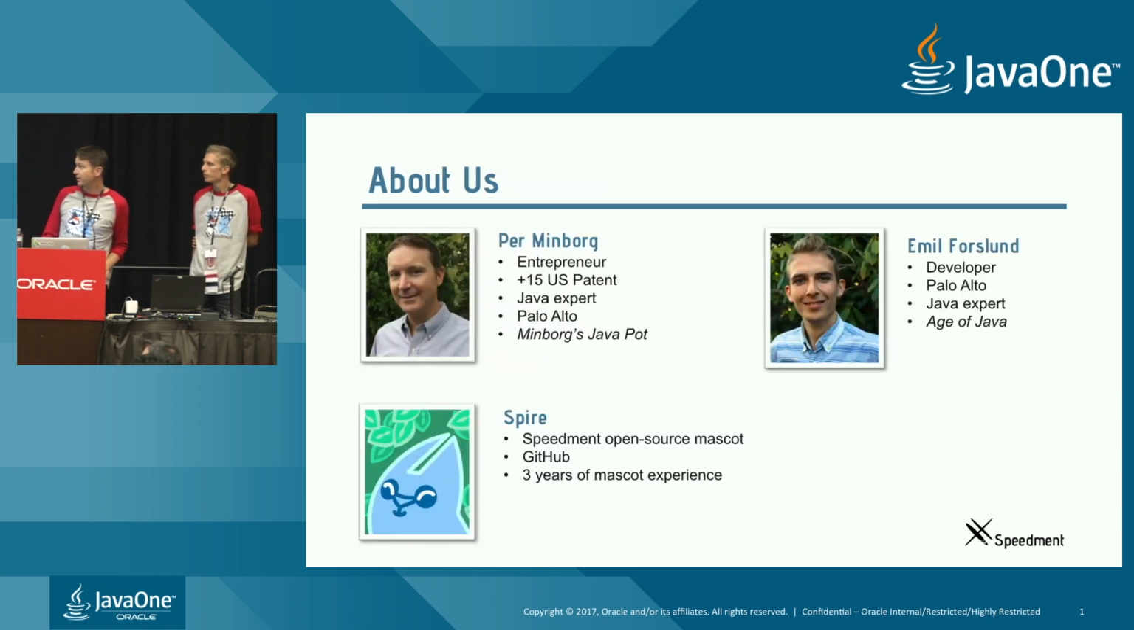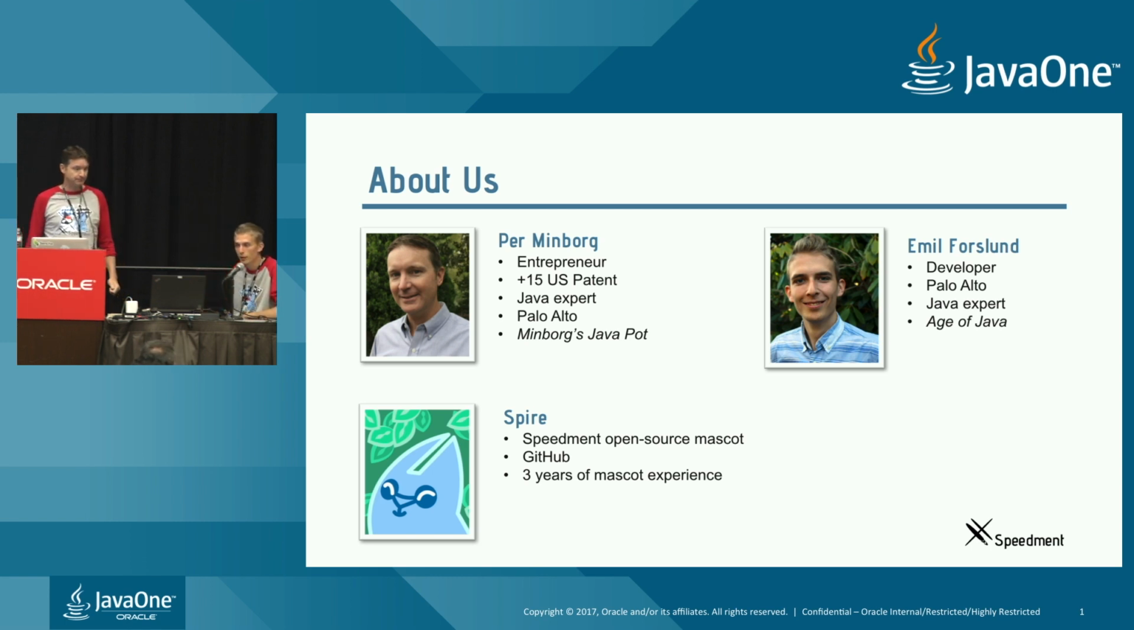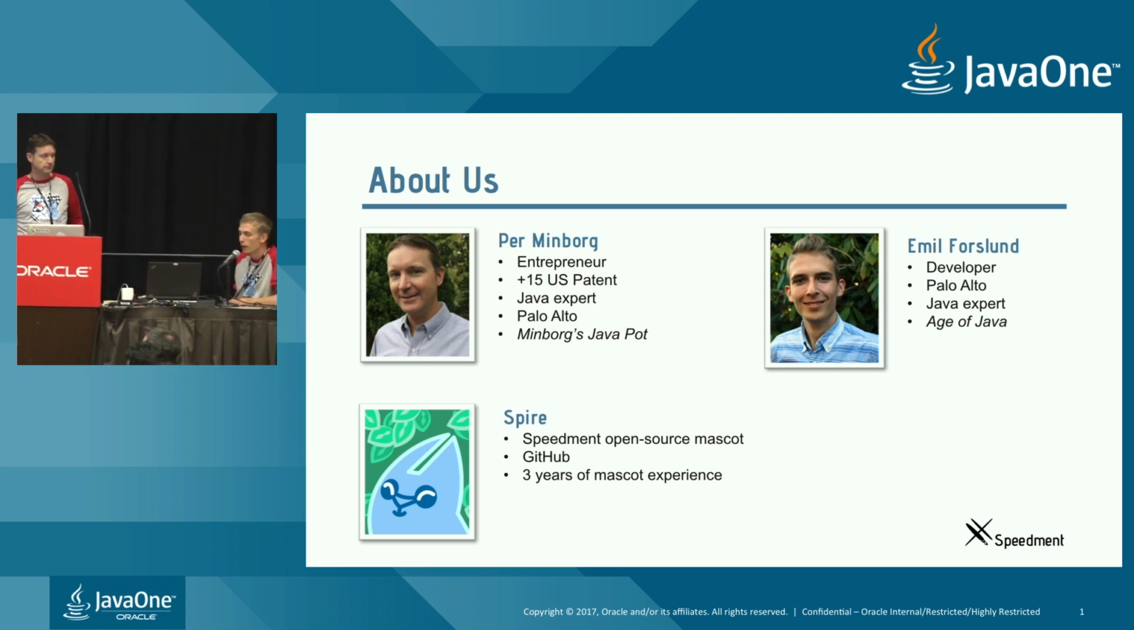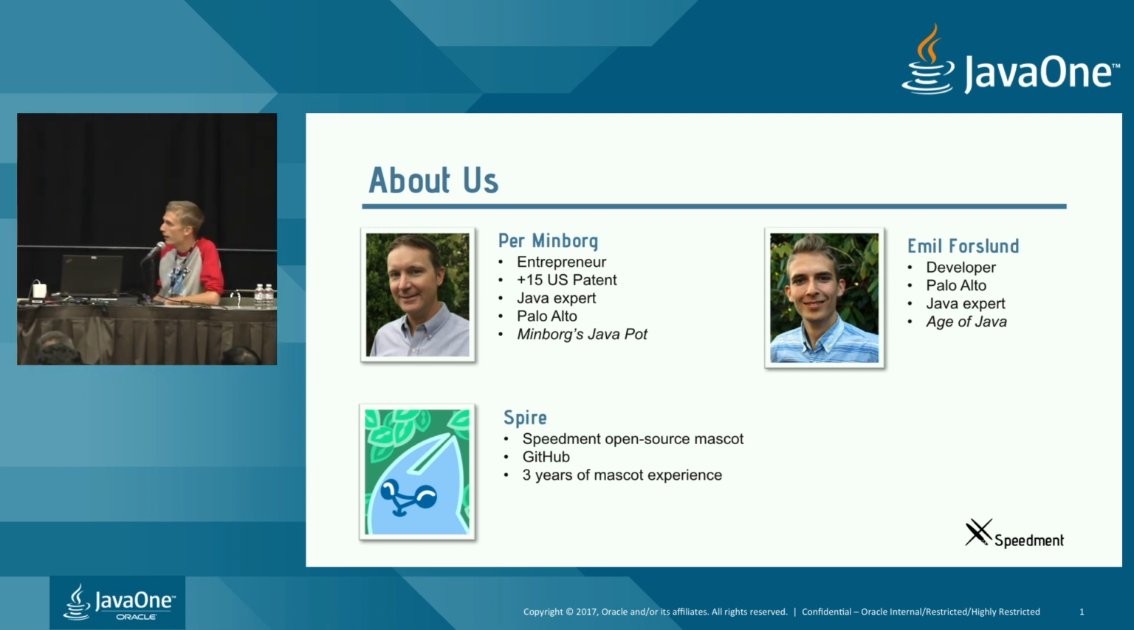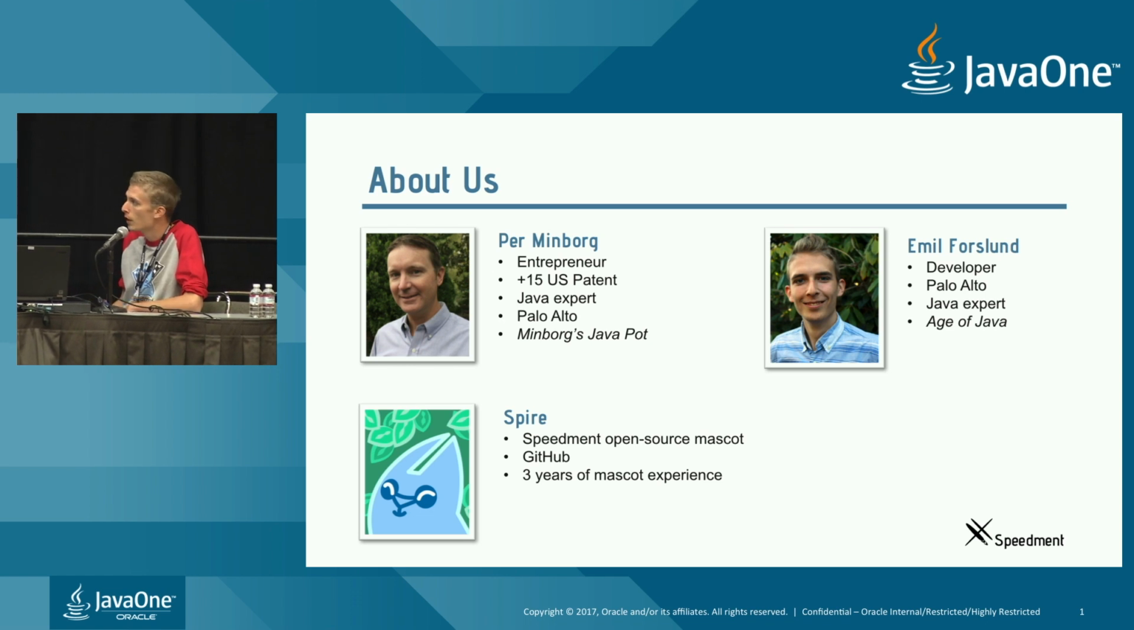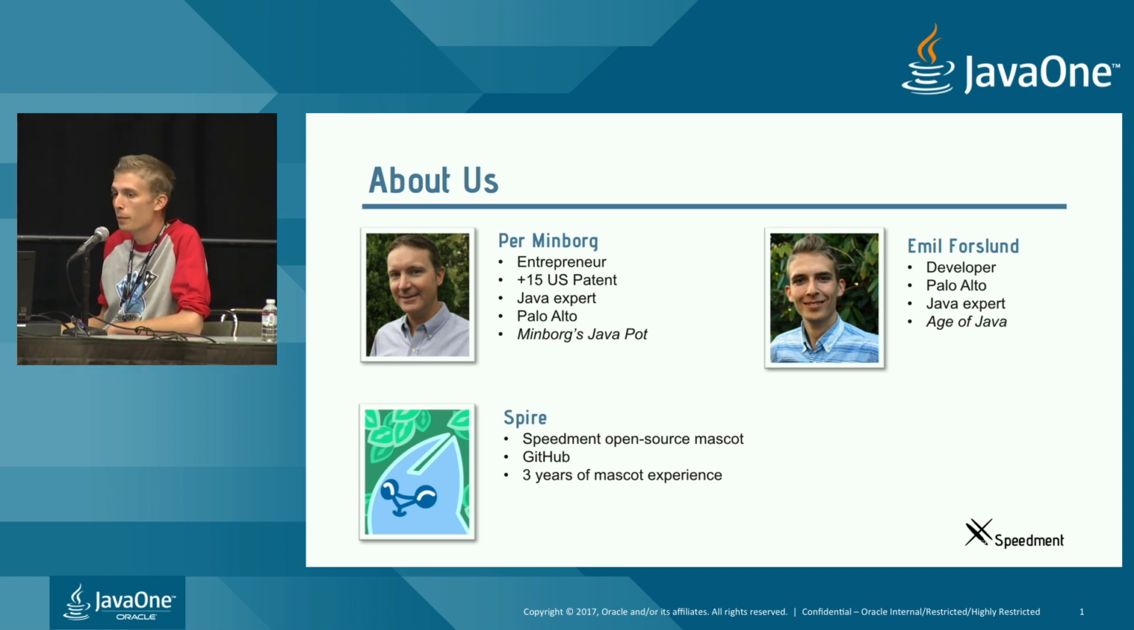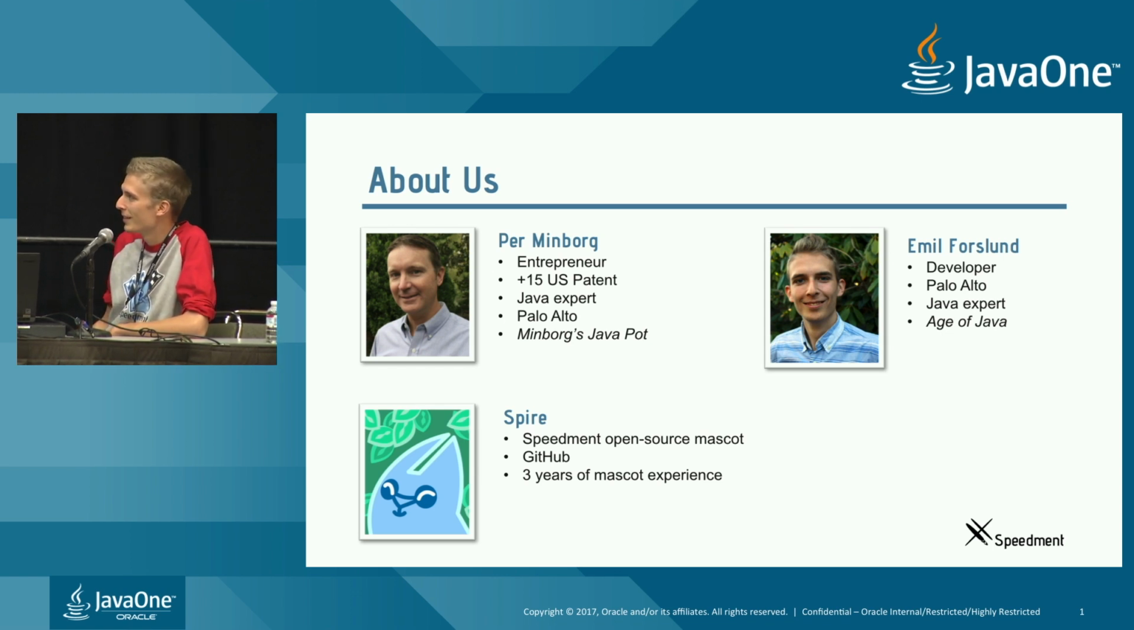By the way, I'm Per. I invented a bunch of stuff. I've been working with Java since 1.0. I live here in Palo Alto in California, and I have a blog. Make sure to check that out, with millions of reads. Yes, and my name is Emil Forslund. I also work at the same company as Per here, Speedment, and I'm also a developer living here in Palo Alto. My blog is called Age of Java. But I would also like to introduce our mascot, Spire. That's an open source mascot that lives on GitHub and has 3 years of mascot experience, and you can check him out later.